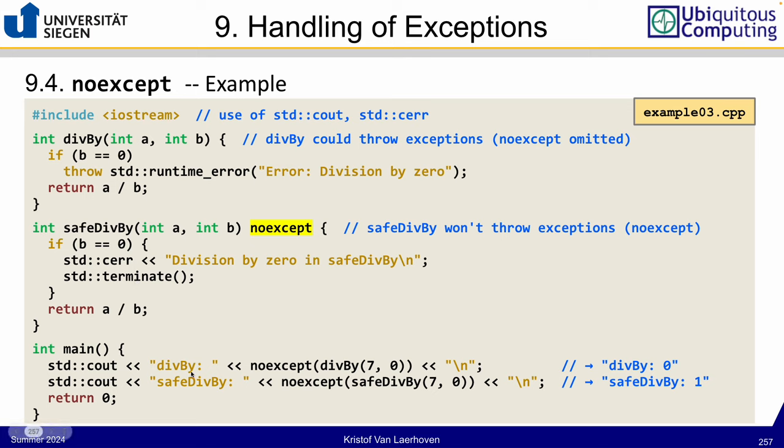And this is something you can then try out in the main function. If you use div by, which is throwing an error, it will throw an error if we divide by zero, throw an exception, sorry. And if we do this by safe div by, then it will terminate, but it definitely will not throw an exception. That's, I think, kind of obvious. But I mean, it's important still to visualize this and to see what the differences are.